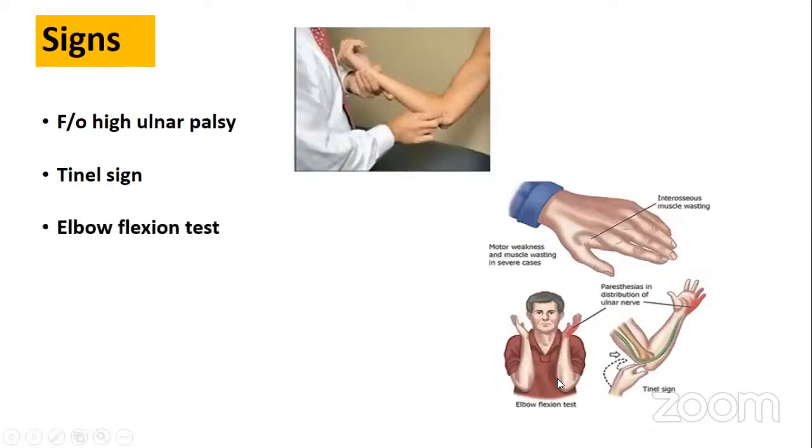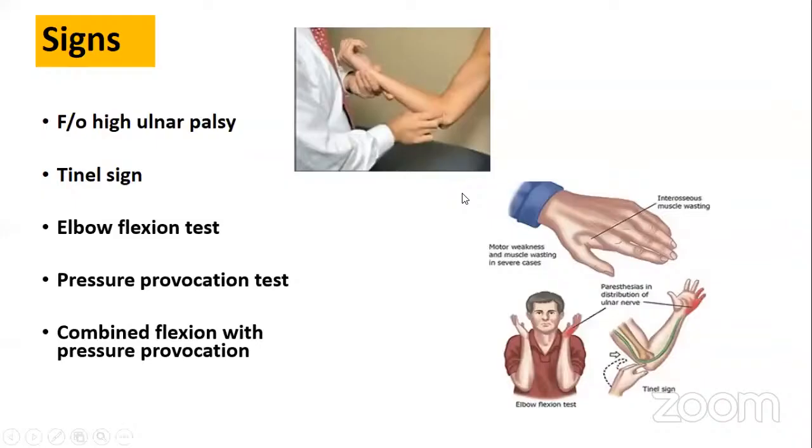If you keep the elbow flexed, hyperflexed like this, again you're provoking the entire thing. If you keep it for 60 seconds, the patient starts getting paresthesia in the hand. And for the pressure provocation test, you basically put a lot of pressure, like a Durkan's test. And you can have combined flexion and pressure provocation. Then you might get these kinds of symptoms back in the patient.